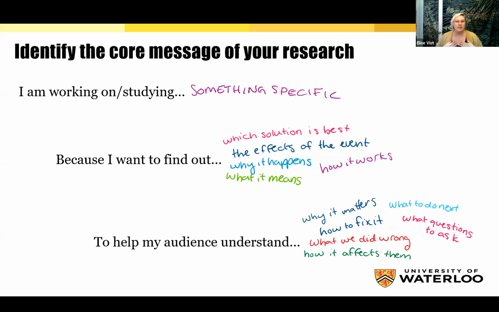So, in my research, maybe I'm working on studying queer hockey fans, right? That's a fairly specific name of what my research is about, because I want to find out why they're fans of a sport that's otherwise pretty homophobic, because I want to help my audience understand how fandom works in ways that are maybe sometimes surprising and don't seem logical, right? These are answers that I can give and I can use to help make my choices.